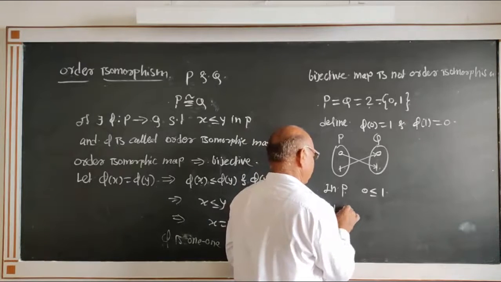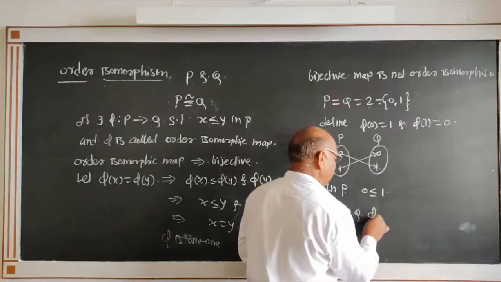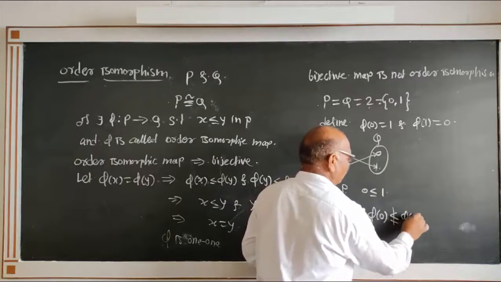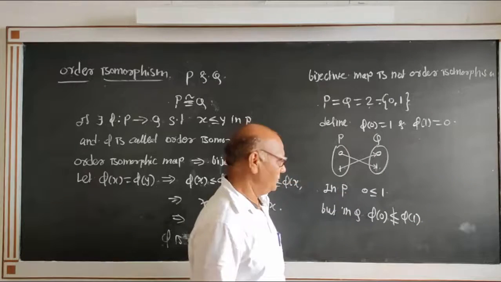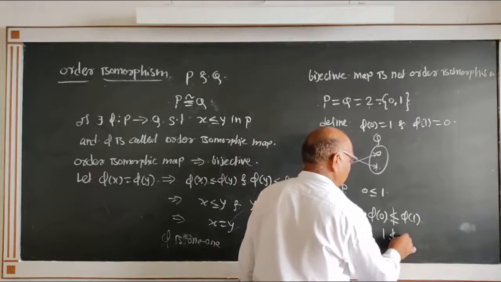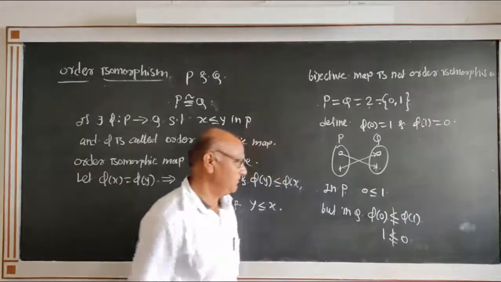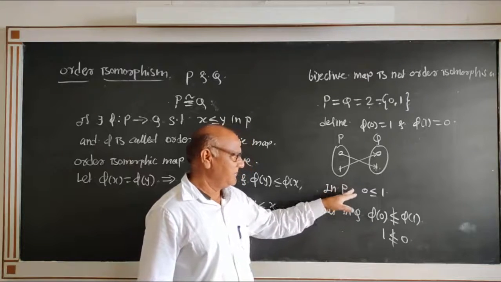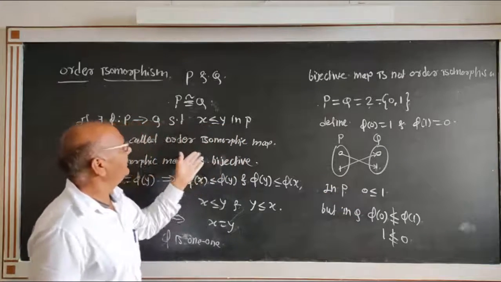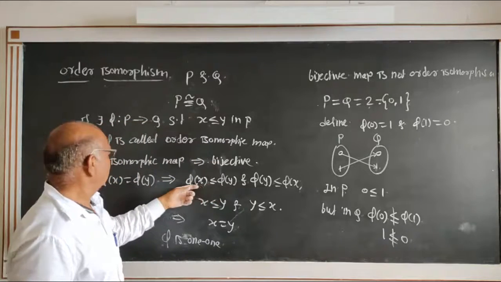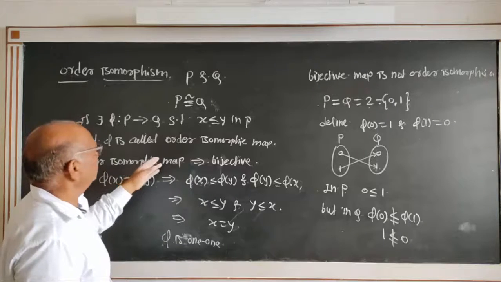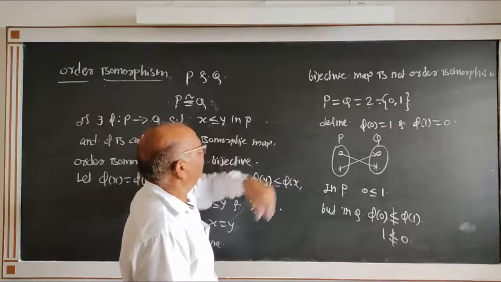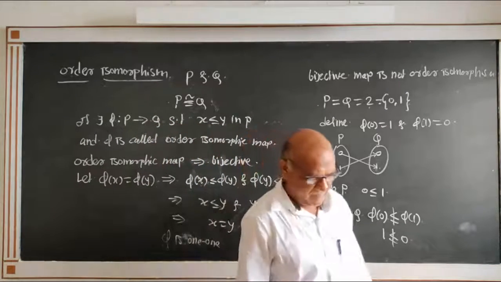But in Q, phi of 0 is 1, which is not related to phi of 1. Here 1 is not related to 0. So it is not an isomorphism; this condition is not satisfied. That means x related to y in P if and only if phi of x related to phi of y in Q.